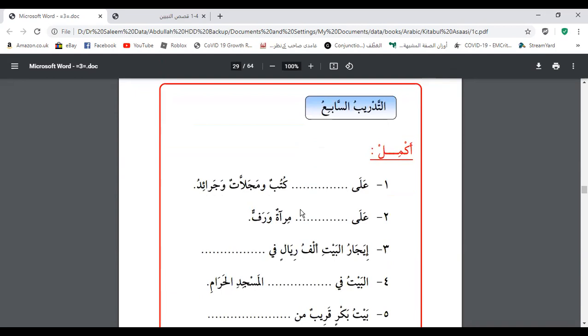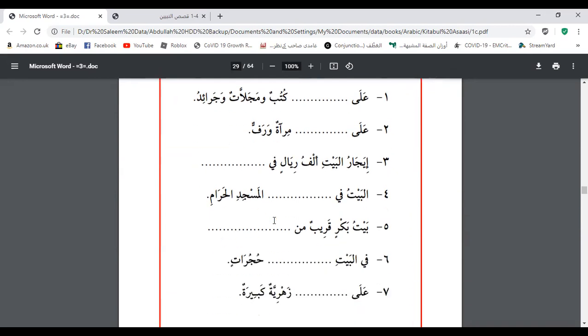التدريب السابع. أكمل, complete. على الداش كتب ومجلات وجرائد. على المنضدة, on the منضدة, على would make it مجرور. على المنضدة كتب ومجلات وجرائد. غير منصرف, that's why it doesn't take the meaning. جرائد. على الجدار, on the wall is مرآة ورف, a mirror and the shelf.